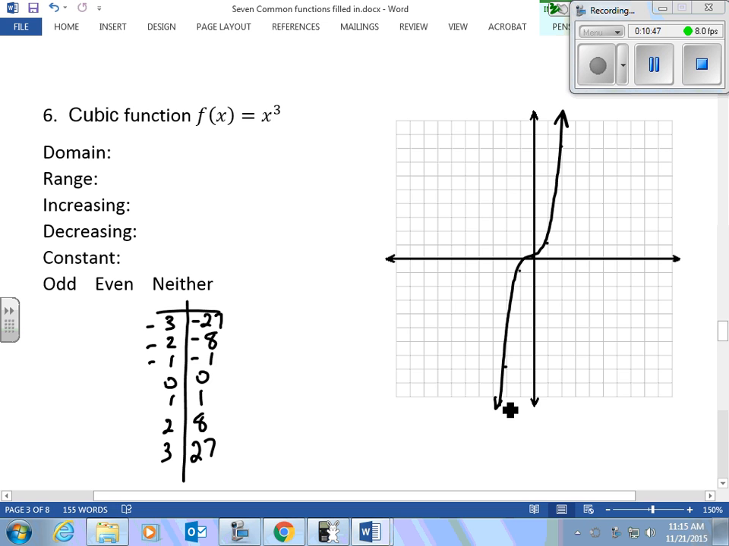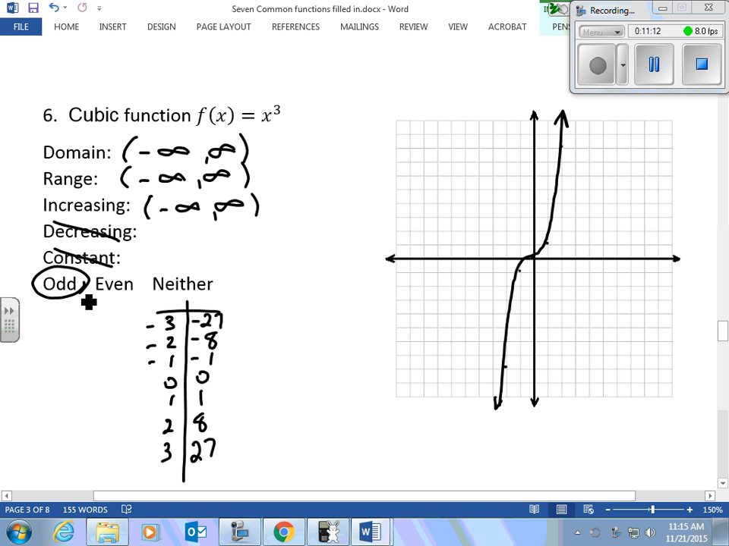So the domain of this, it actually goes left and right continually, so negative infinity to infinity. The range also negative infinity to infinity. It's increasing over the entire range. So as we go from left to right, it's always increasing. So negative infinity to infinity. It's never decreasing or constant, and this is an odd function. If we rotated it 180 degrees, it would look exactly the same.